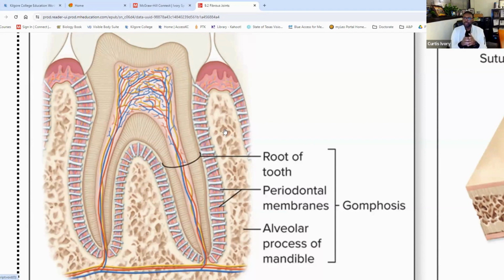So anytime braces have been used for so long, you have to get them retightened so that they can start pulling on those ligaments to help straighten your teeth. That's the purpose of those periodontal ligaments, and it's also to anchor the tooth to the mandible or the maxilla in the alveolar processes. Now, also with that being said, teeth are not bone.